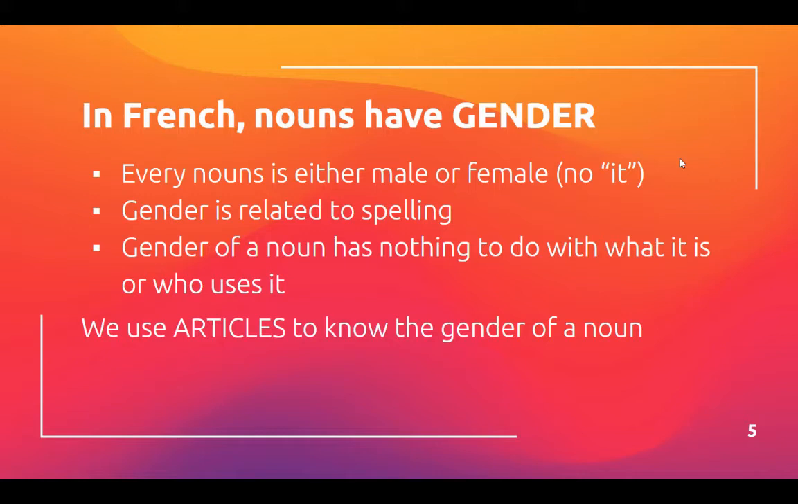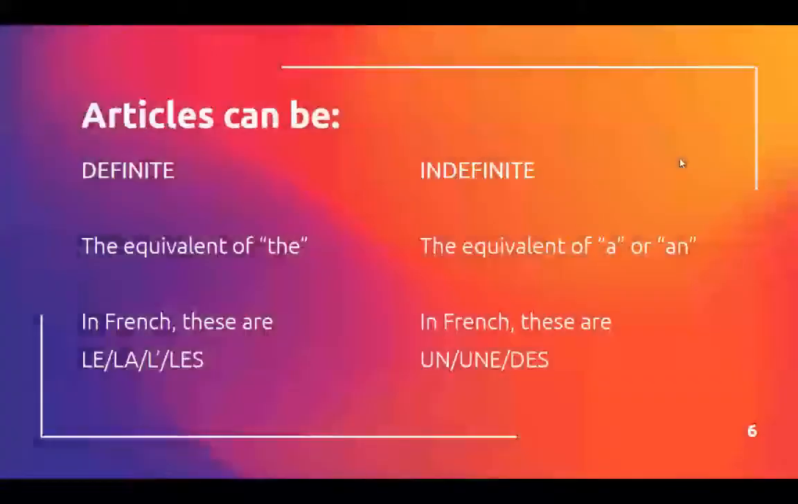So how do you know what the gender of the noun is? Well, we use articles to know what the gender of the noun is. And luckily for us in French, we learn them along with the word as we see it for the first time. So articles, we have two different kinds of those. They can be either definite articles or indefinite articles. A definite article means you definitely know which thing you're talking about. It is the thing, the item, a very specific one.